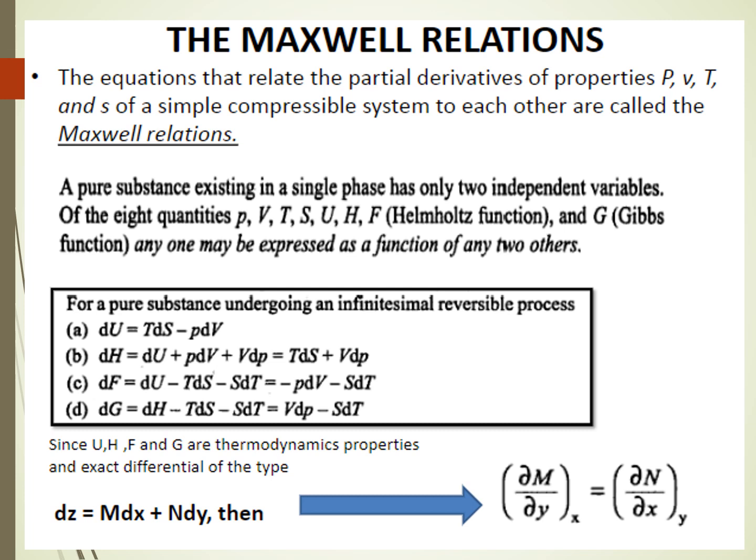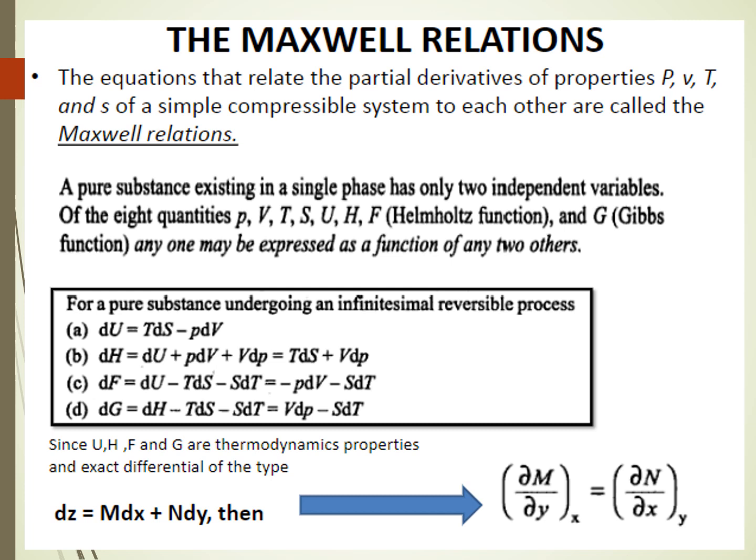So here you can see the fundamental property relations for a pure substance undergoing an infinitesimal reversible process, that is dU is equal to TdS minus PdV, dH is equal to TdS plus VdP, and dA is equal to minus SdT minus PdV, or we can say dF or dA, for Helmholtz free energy. And finally Gibbs free energy gives dG equal to minus SdT plus VdP. So here you can see U, H, F and G are thermodynamic properties.